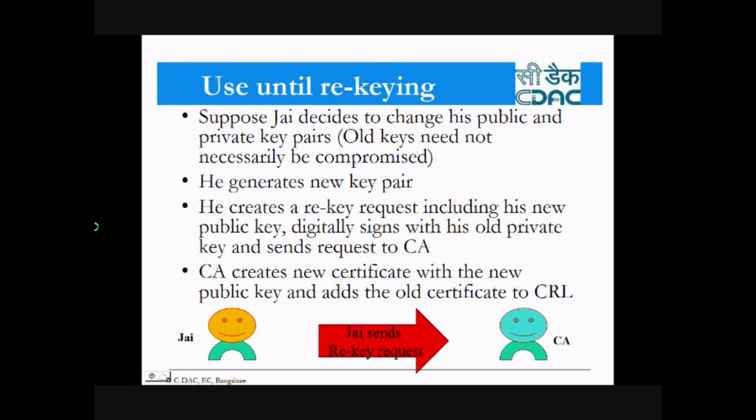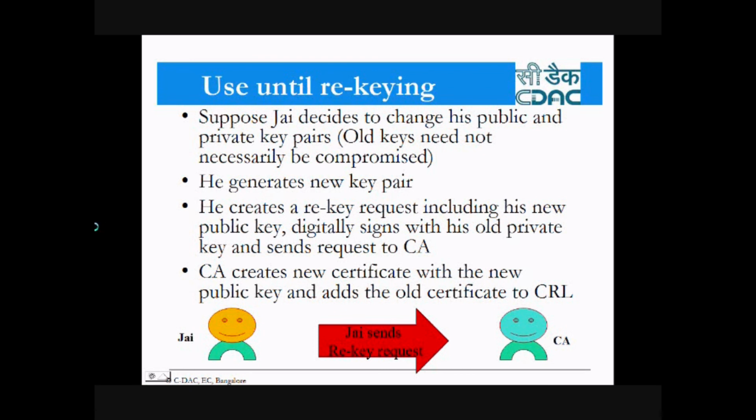So in the case of a rekey request, a person has to create a new pair of keys and then use his new public key and ask for a rekey certificate by digitally signing using his old private key and sending a request to the certifying authority. The certifying authority will create a new certificate with a new public key and add the old certificate to the certificate revocation list.